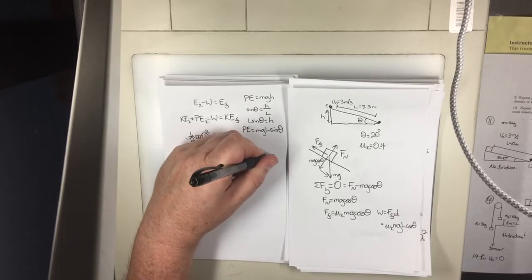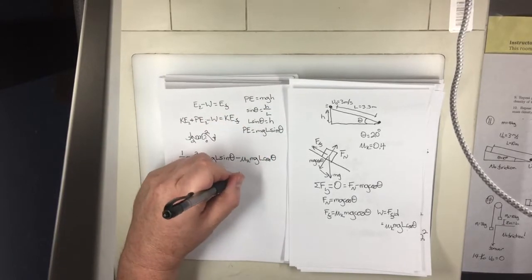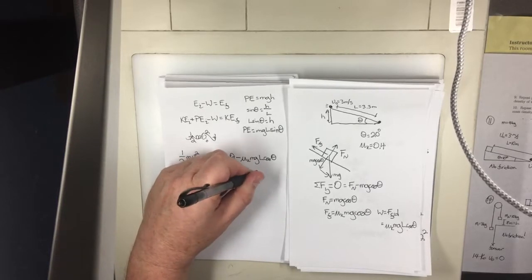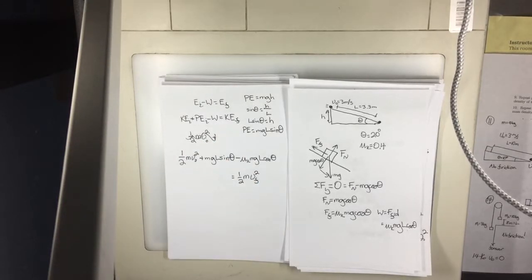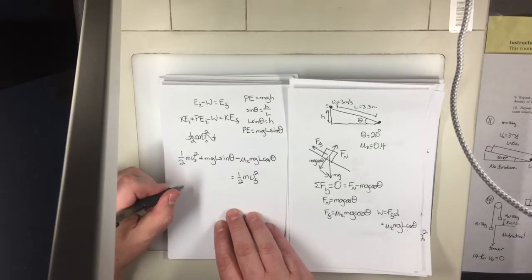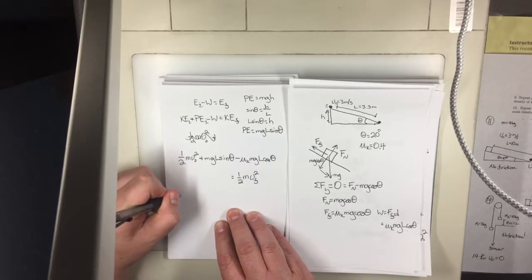So there we go. Minus the work removed through friction, so minus mu sub k mgL cos theta is equal to 1/2 m v final squared. There's no potential energy at the end, so all we have to do is just write that out. What we notice is that there is an m in each of the 3 terms, so I factor out an m.